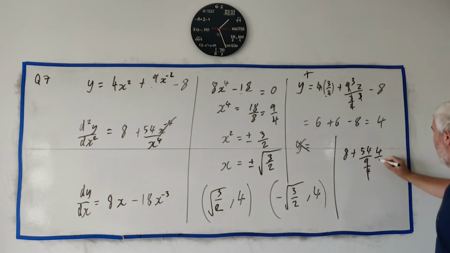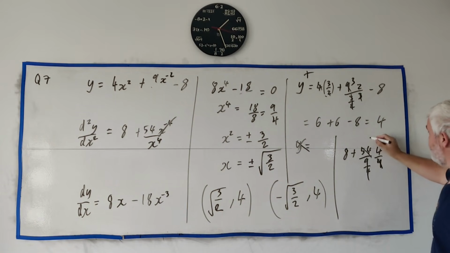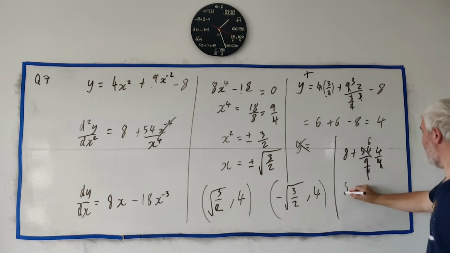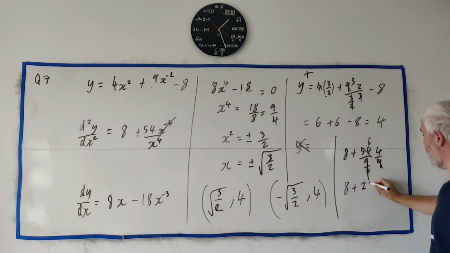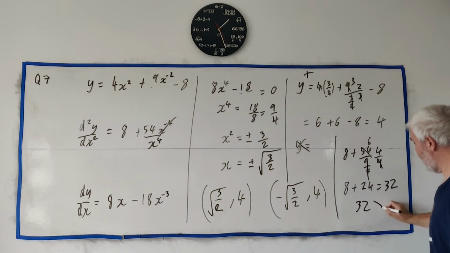This is 4 over 9. 9 goes into that 6 times. This is 8 plus 24, which is equal to 32. 32 is bigger than 0.